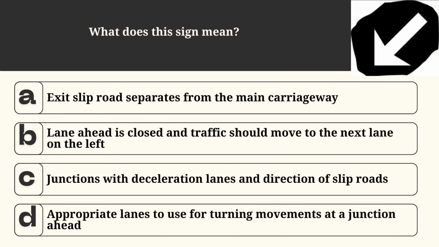What does this sign mean? A. Exit slip road separates from the main carriageway. B. Lane ahead is closed and traffic should move to the next lane on the left. C. Junctions with deceleration lanes and direction of slip roads. D. Appropriate lanes to use for turning movements at a junction ahead. B. Lane ahead is closed and traffic should move to the next lane on the left.